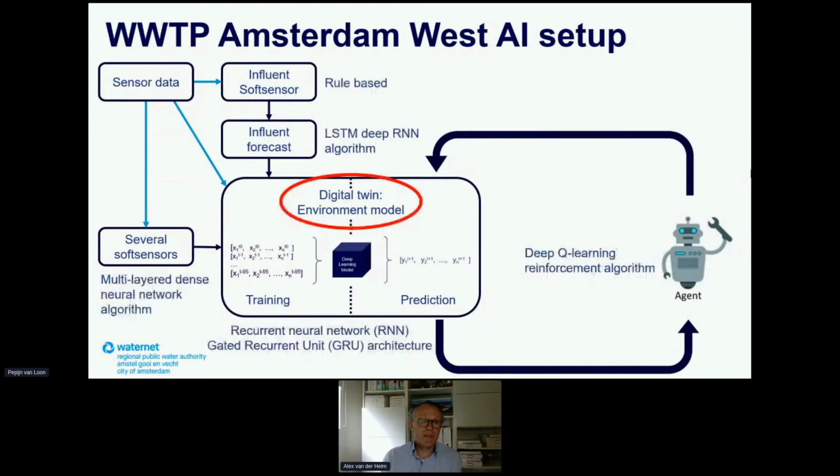So next slide, please. Here, for the data scientists among us, you can see what kind of models we used. For the influent soft sensor, it's a quite simple rule-based model. But for some of the soft sensors, we use multi-layer dense neural networks, or LSTM models for the influent forecast. And the digital twin itself is a recurrent neural network.